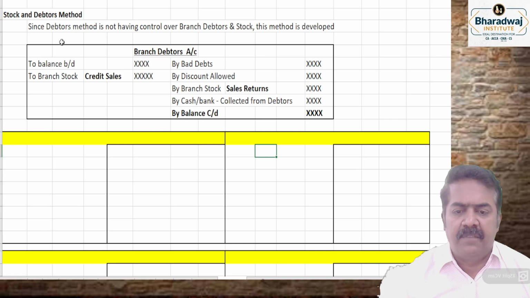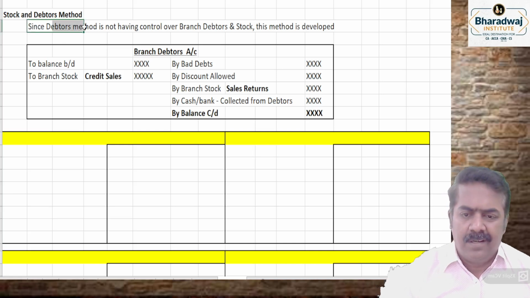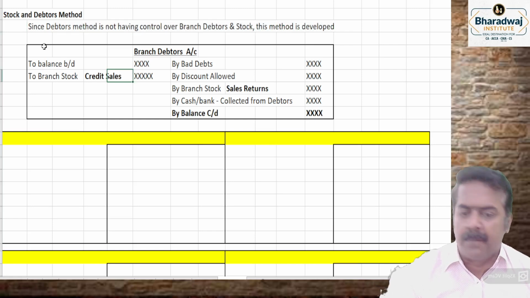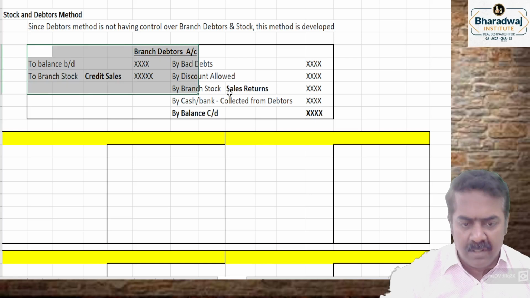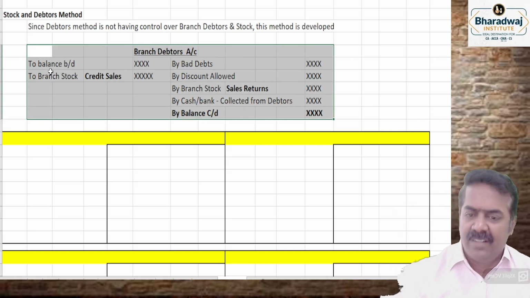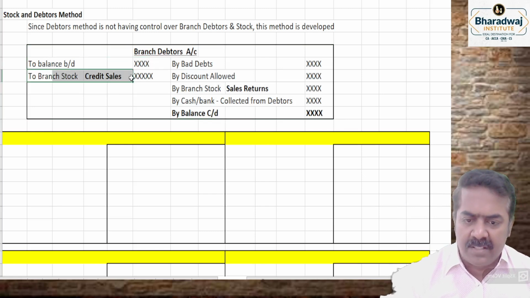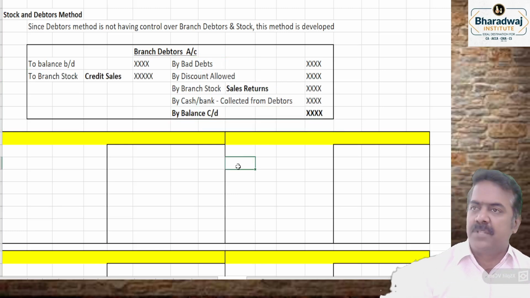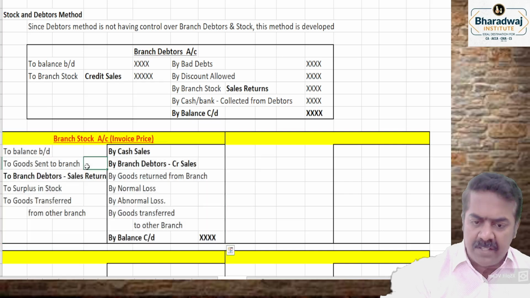Just to recollect what we have done in the regular class, debtors method is not having control over what? Stock and debtors. So we prepare a separate account under the stock and debtors method. Prepare debtors account. It is same like the working note that we have done. To balance brought down. To branch stock is nothing but the credit sales. All bad debts, discount allowed we record. Sales returns we record. Cash collection we record. Then we get which balance? Closing balance.